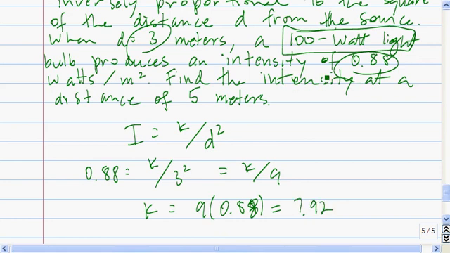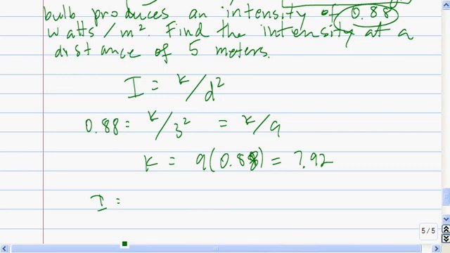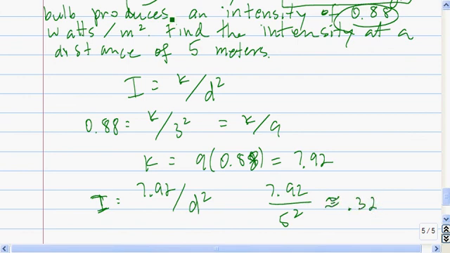Right, now we can answer the question. Find the intensity at a distance of 5 meters. So we know that the intensity is 7.92 over d squared. So at 5 meters, it would be 7.92 over 5 squared. And that is about 0.32. And our units would be the same as the units of intensity in the problem, watts per meter squared. Okay, so that's how you solve that problem.